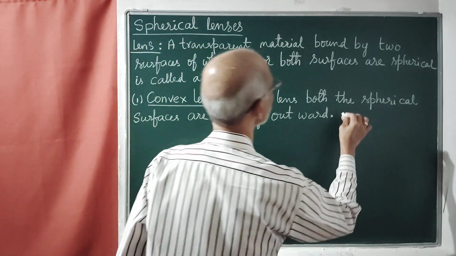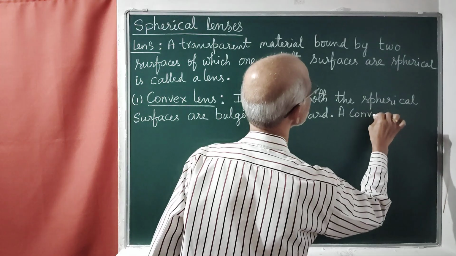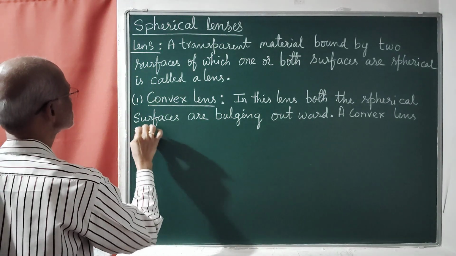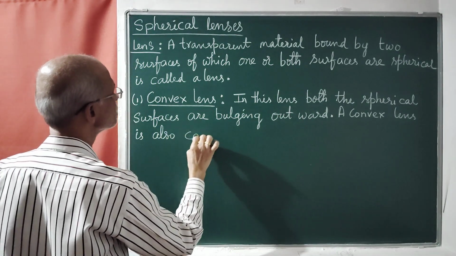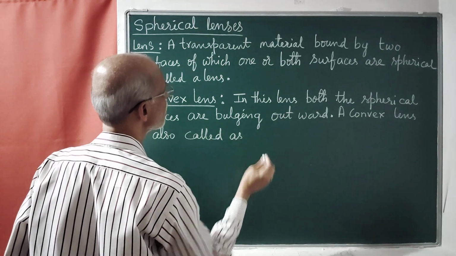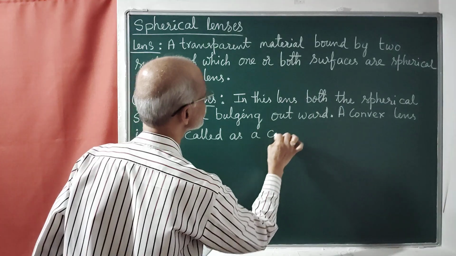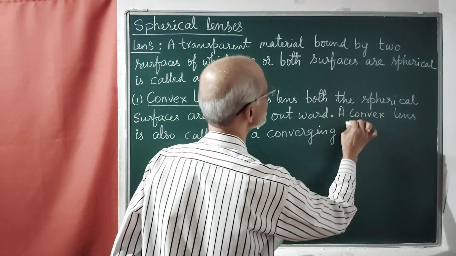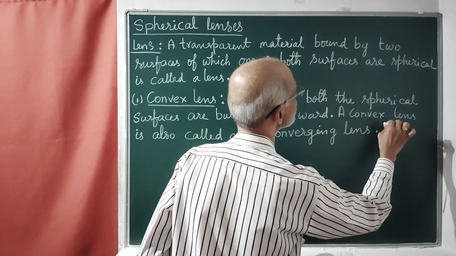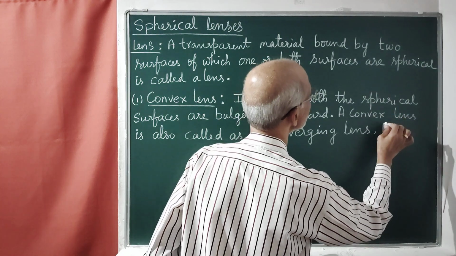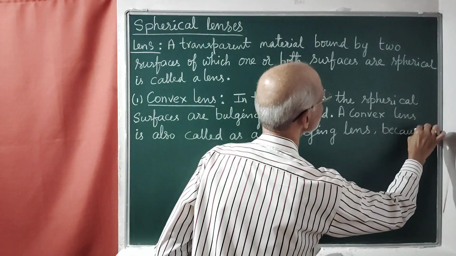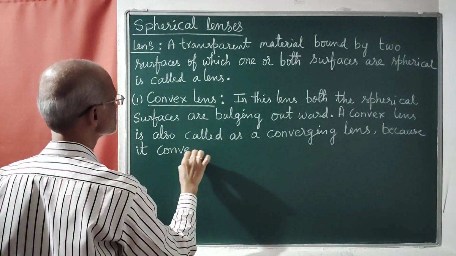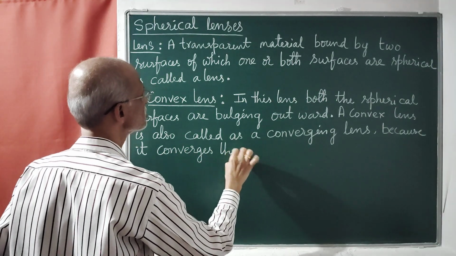A convex lens is also called a converging lens, because it converges the light rays.